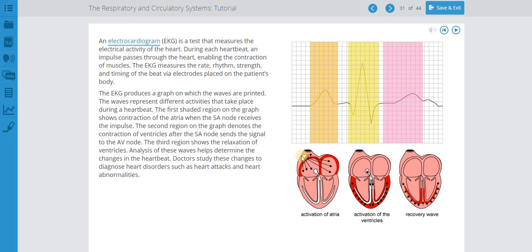Now, all that is measuring how the electricity passes across the heart. It's kind of crazy what we can learn. We've been doing this for 100 years. Well, we've had EKGs around for 65, 70 years at least.